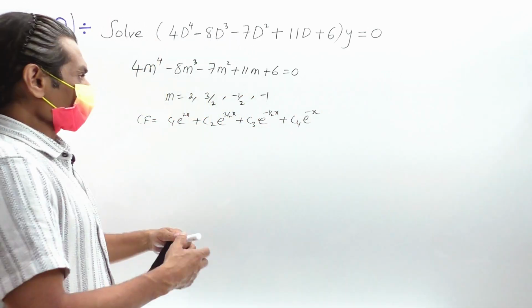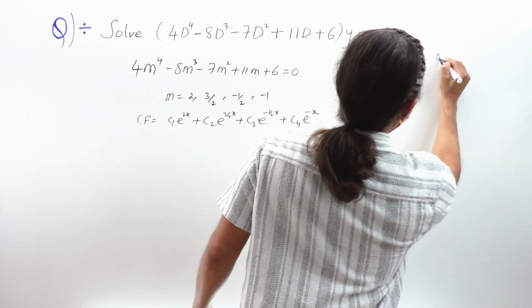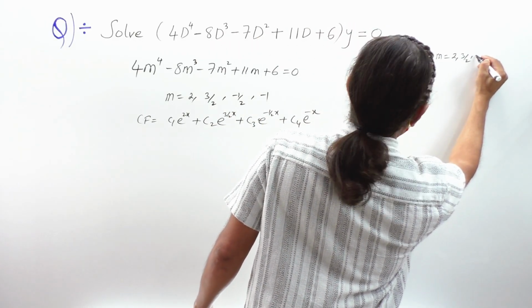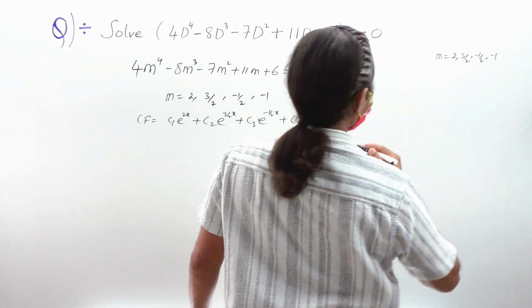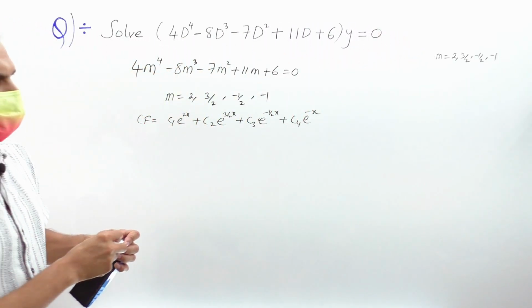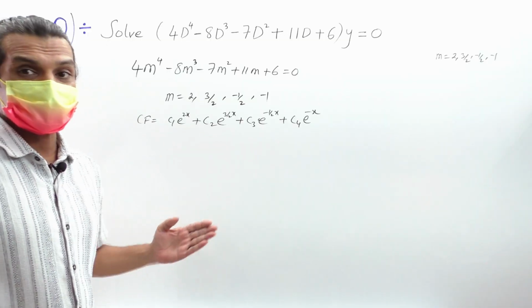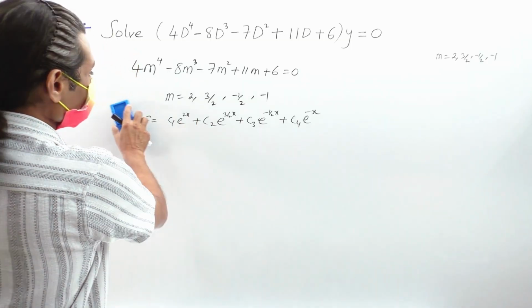Okay, I'll write down the roots here somewhere. m = 2, 3/2, -1/2, -1. I will not use the calculator again, I already have these roots. Now let's see how to write it in such a way that you can score the full 6 to 7 marks. So I rub this out.